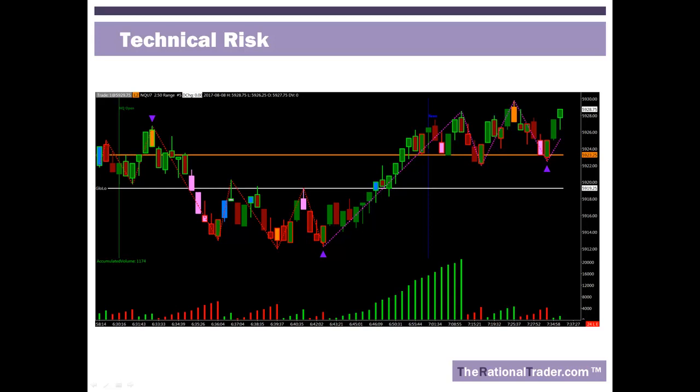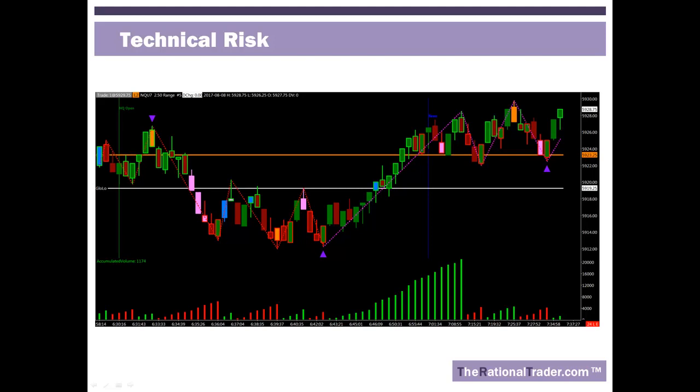I call this the technical risk. The market, we are trying to predict the future. That is inherently risky, and as a result, we need to deal with that. This is what most people think about when they talk about the risk in the market, dealing with the unpredictability, the probabilistic nature of trading.